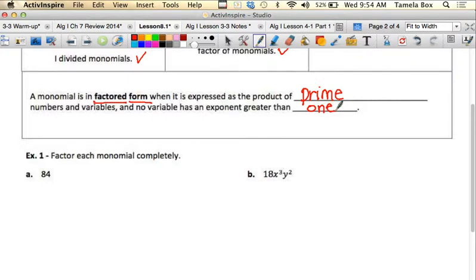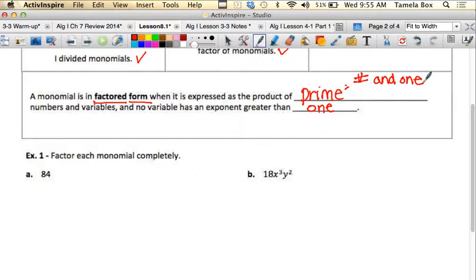Okay, so if you remember, a prime number is any number whose only factors are its number and 1. Okay, that's the only factors of a prime number. So 6 is not a prime number because 2, 3, 1, and 6 are all factors of that. However, 2 is a prime number because 1 and 2 are the only factors. So we're going to jump right into example 1, and we're going to factor each monomial completely.